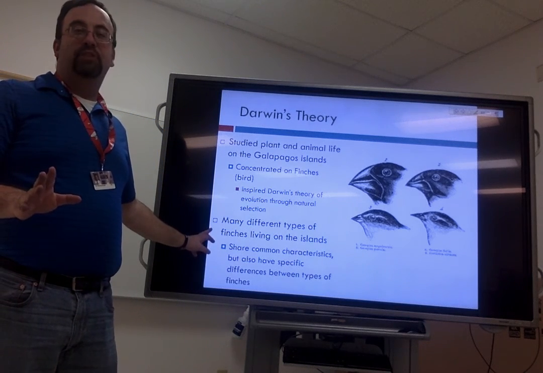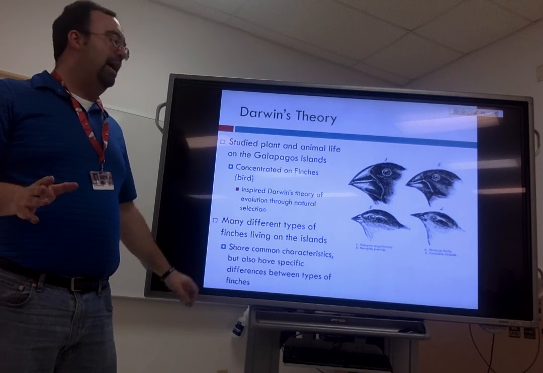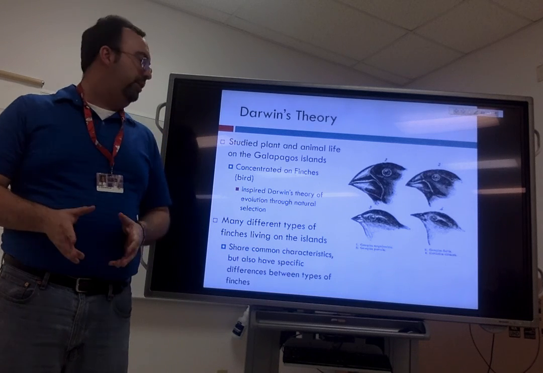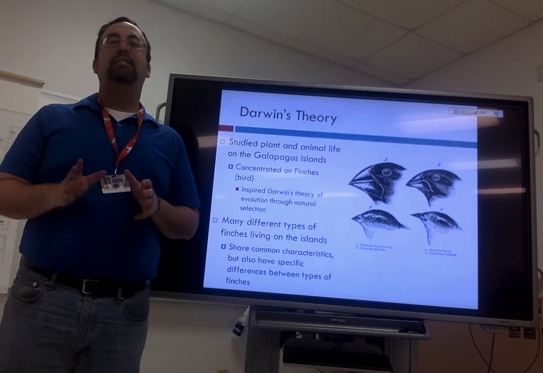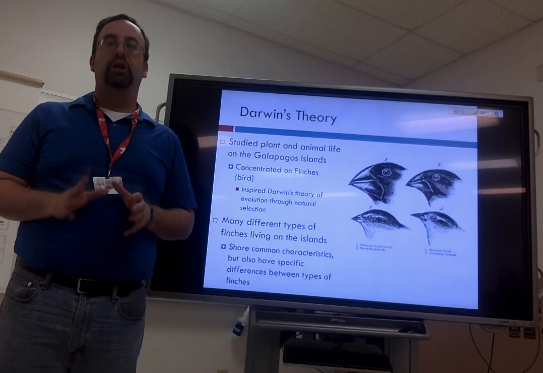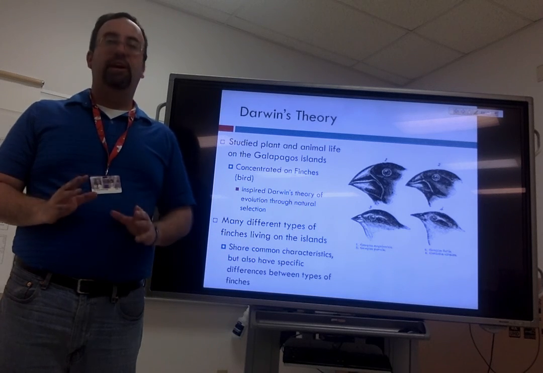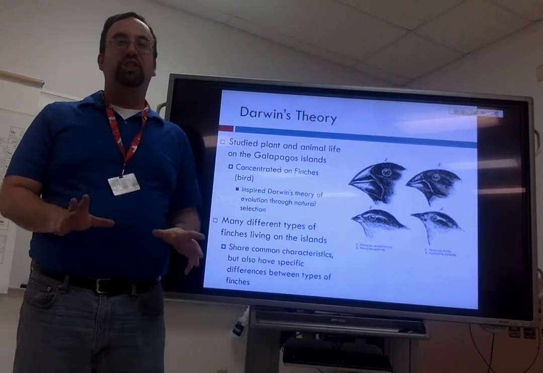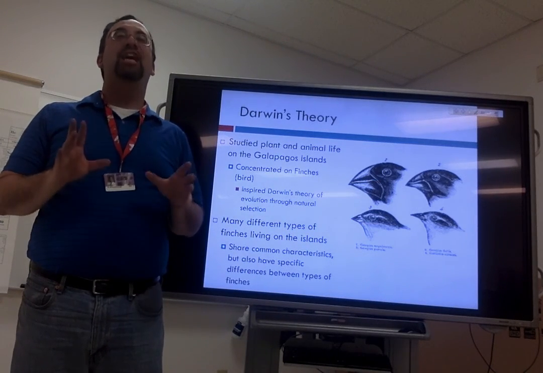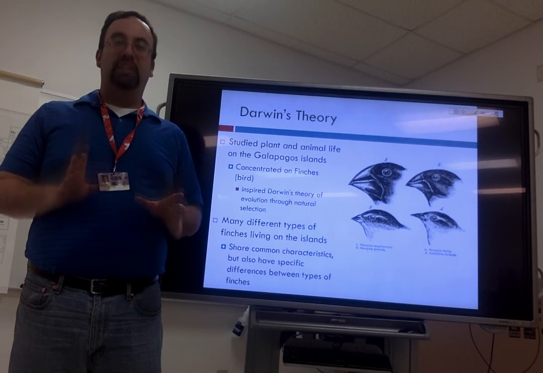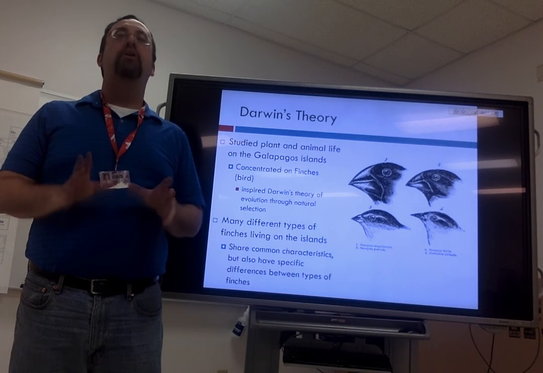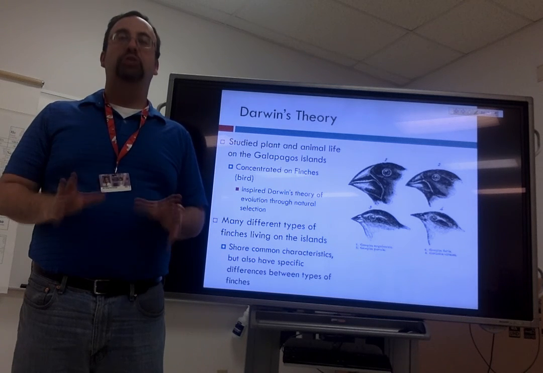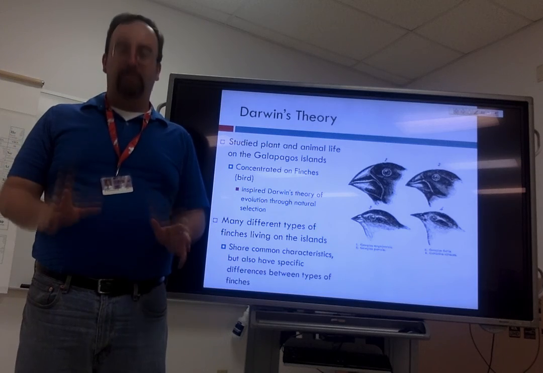Many different types of finches lived along the different islands. Even though they shared a lot of the same common characteristics, they also had some differing characteristics. The main differing characteristic, if you can see here, is within the finch's beak size and shape. This is going to be a very important part for Darwin to focus on to help back up his claim on natural selection. So we'll talk about that today.